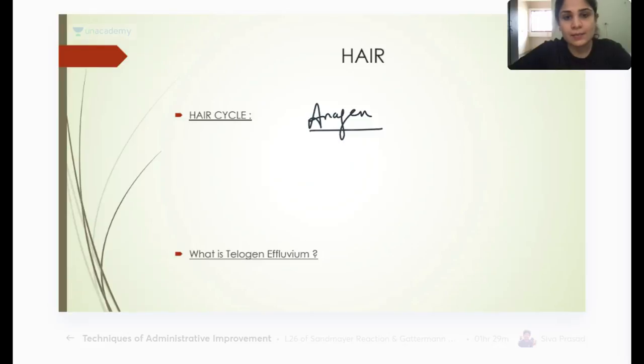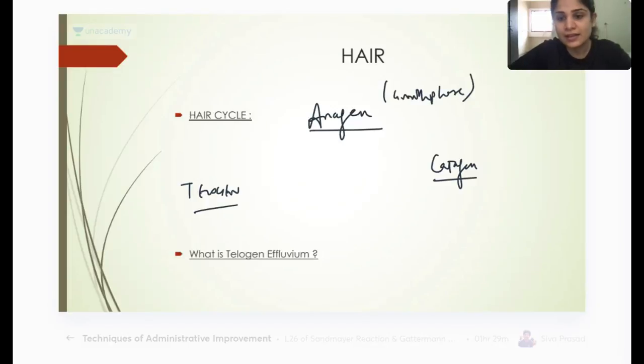Anagen, catagen, telogen, absolutely correct. Also tell me how much time does anagen last, how much time does catagen last, and how much time does telogen last? So the growth phase of the hair is the anagen phase, and it lasts for nearly 3 weeks. No, it lasts for 3 years. Okay, 3 years your hair will grow.